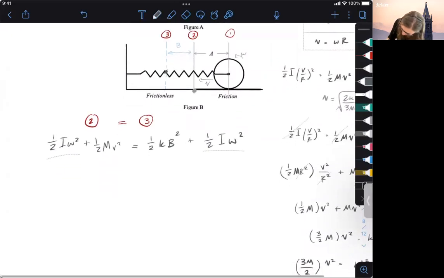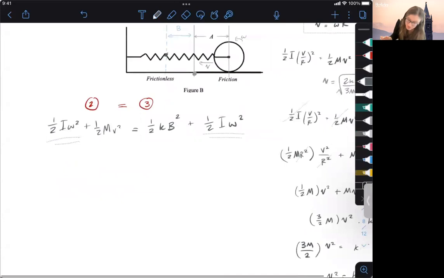Okay, so we can cancel out these terms, right? Because they're the same, because that angular velocity isn't going to change, because we're just totally sliding here. This is a full slip condition, frictionless surface, and there's no applied force to roll along it or anything.